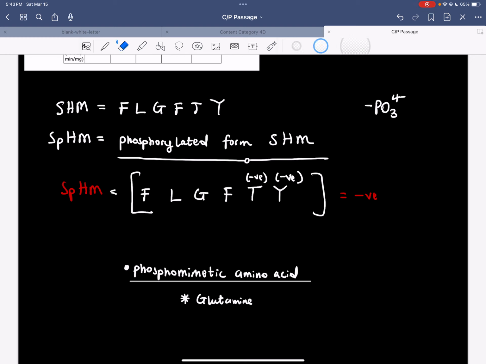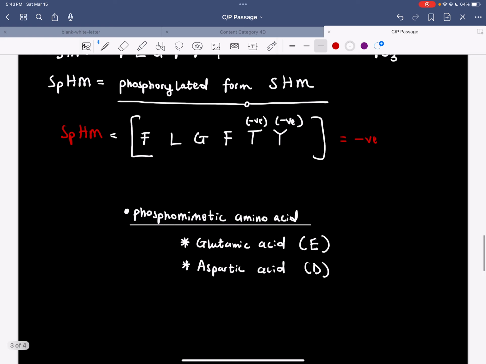Oh, I wrote glutamic. Hello, glutamine. Glutamic acid, which has a one-letter code of E, and aspartic acid, which has a one-letter code of D. So these are the only two phosphomimetic amino acids, and the reason they are called phosphomimetic is because they introduce negativity. That means they are negatively charged.